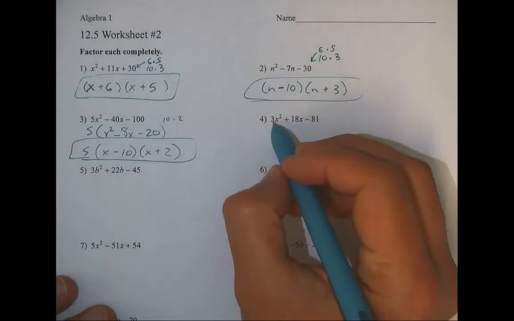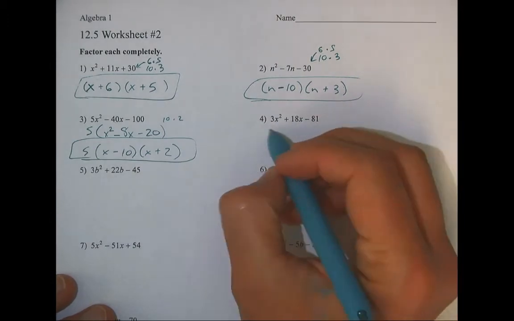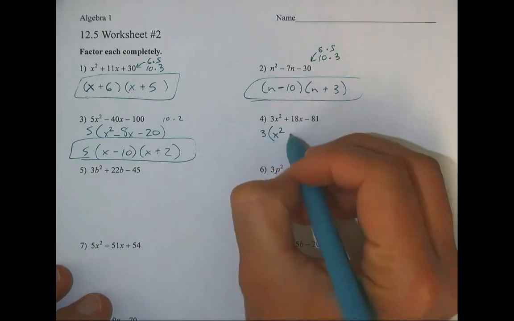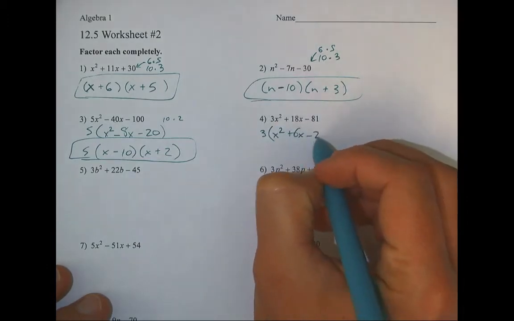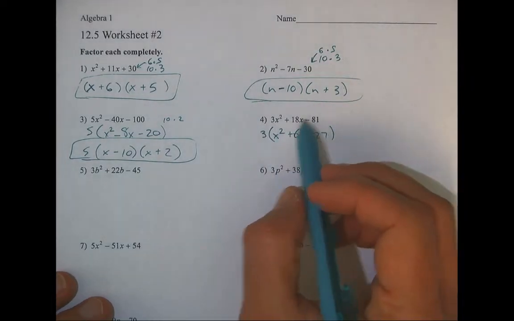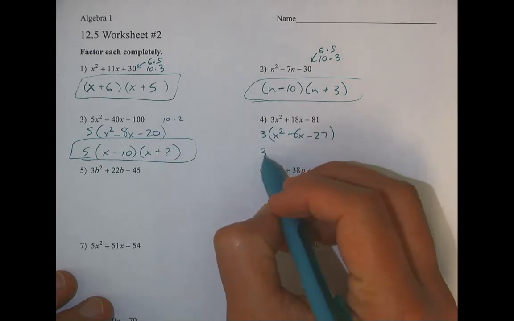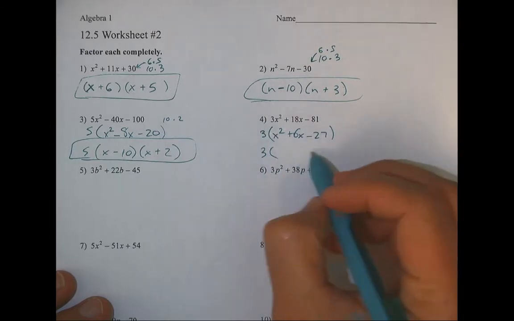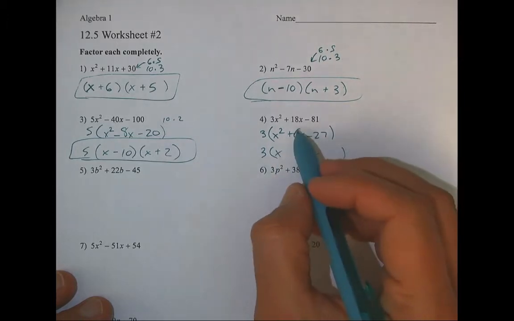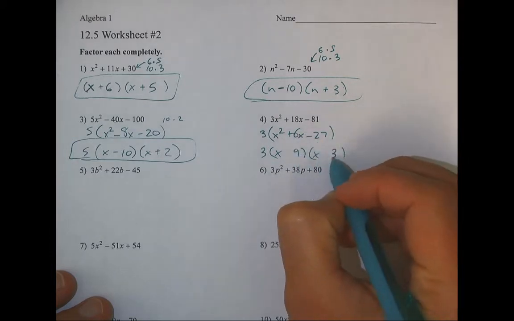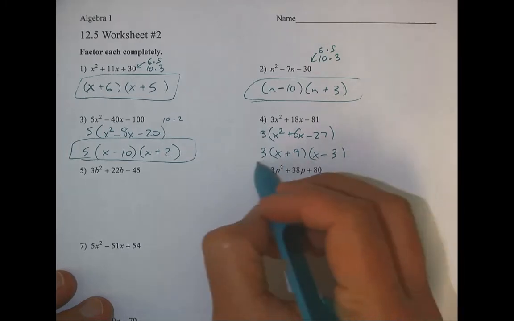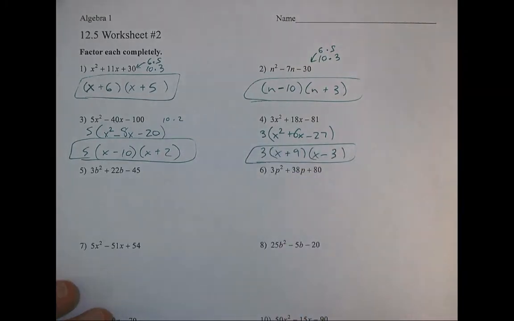Number 4, I see a 3 in all of these. So 3 is going to come out. That's going to leave me x squared, 6x, negative 27. If you didn't know that 3 went into 81 27 times, just divide it, 81 divided by 3. Now I have a trinomial without a leading coefficient, so easy to factor. It's just x and x, numbers that multiply to 27 that make a 6. That's 9 and 3. They need to come out to a positive, so I need the big number to be positive, small number to be negative. And I'm done there.